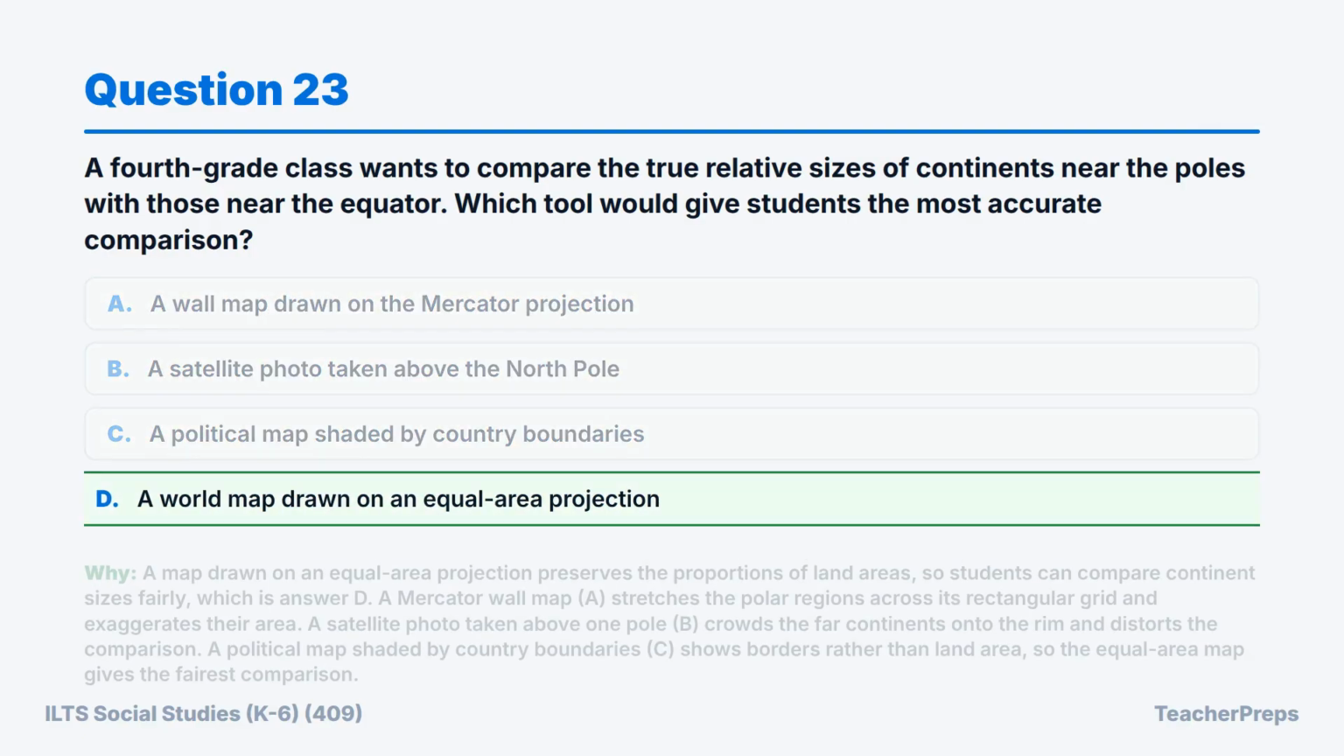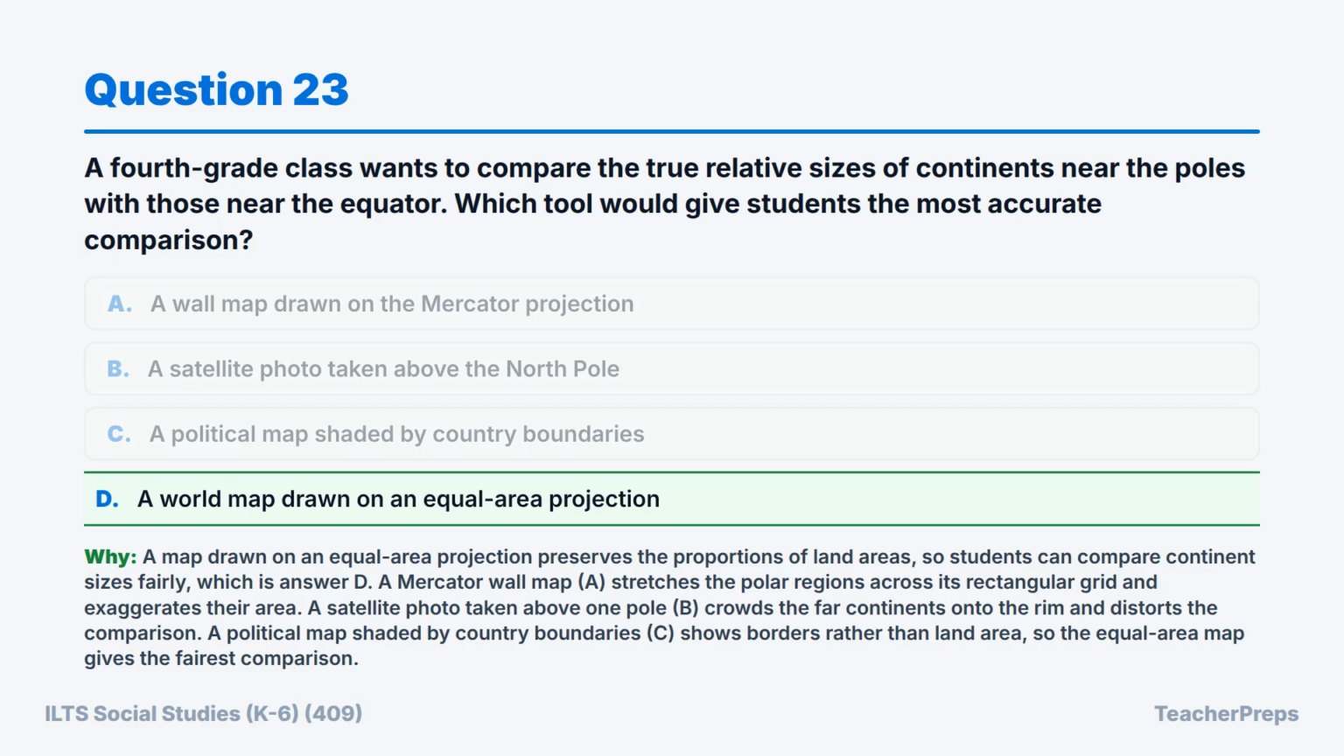The correct answer is D. A world map drawn on an equal area projection. A map drawn on an equal area projection preserves the proportions of land areas, so students can compare continent sizes fairly, which is answer D.